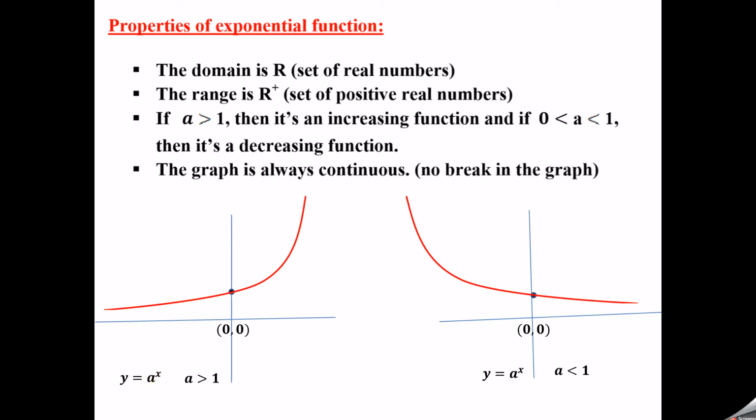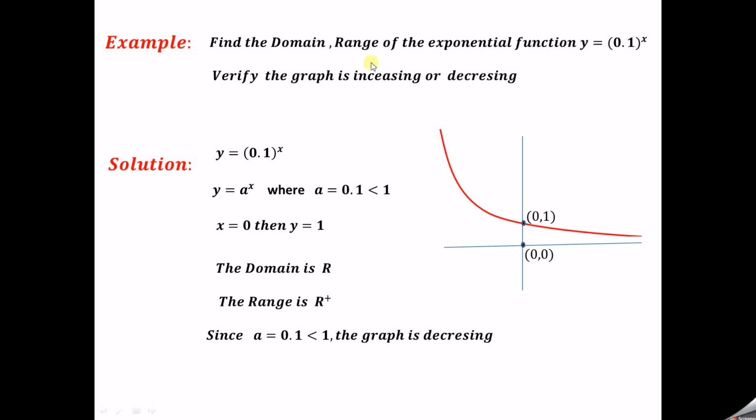Let us look at some examples. Find the domain and range of the exponential function y equal to 0.1 power x and verify whether the graph is increasing or decreasing. So the given equation y equal to 0.1 power x is of the form y equal to a power x, where a is equal to 0.1. So 0.1 is a positive number and it is less than 1. So when the base is a positive number and the base is not equal to 1, y equal to a power x is always exponential.